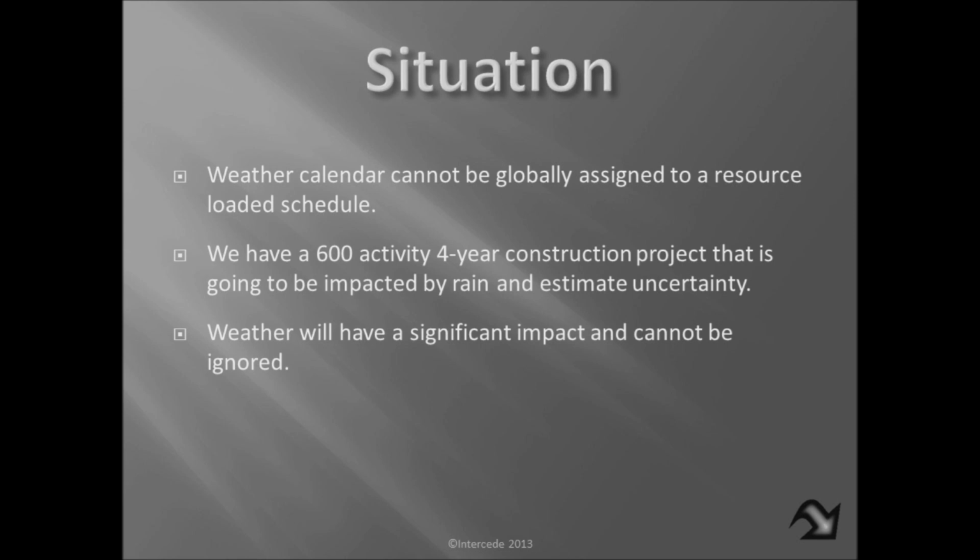So what we have here is a 600 activity 4-year construction project that is going to be impacted by rain and estimate uncertainty. And that's because we're in the Gulf Coast and rain is a major factor here. It is my opinion that weather will have a significant impact on almost all schedules and cannot be ignored.